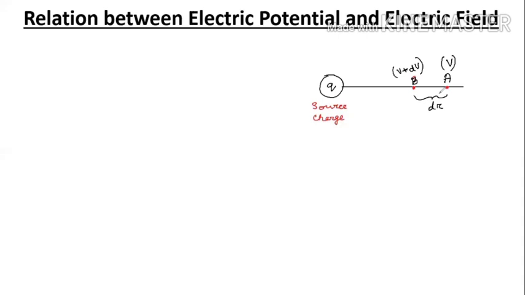Okay, so you are having a source charge Q who is generating a certain electric field, a radially outward electric field, and due to that electric field you will have different potential values at different points. Okay, so considering those points as A and B with potential V at point A and V plus dV at point B, and the separation between A and B, let's just consider it as dr. So these are our assumptions.